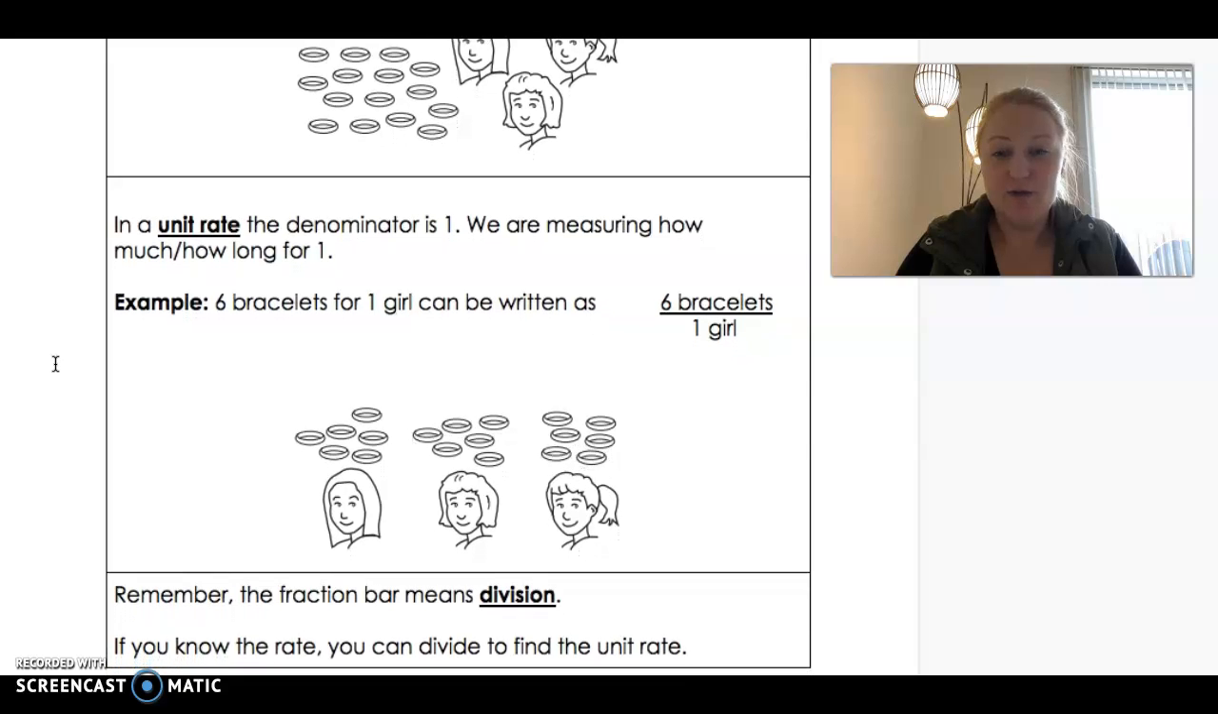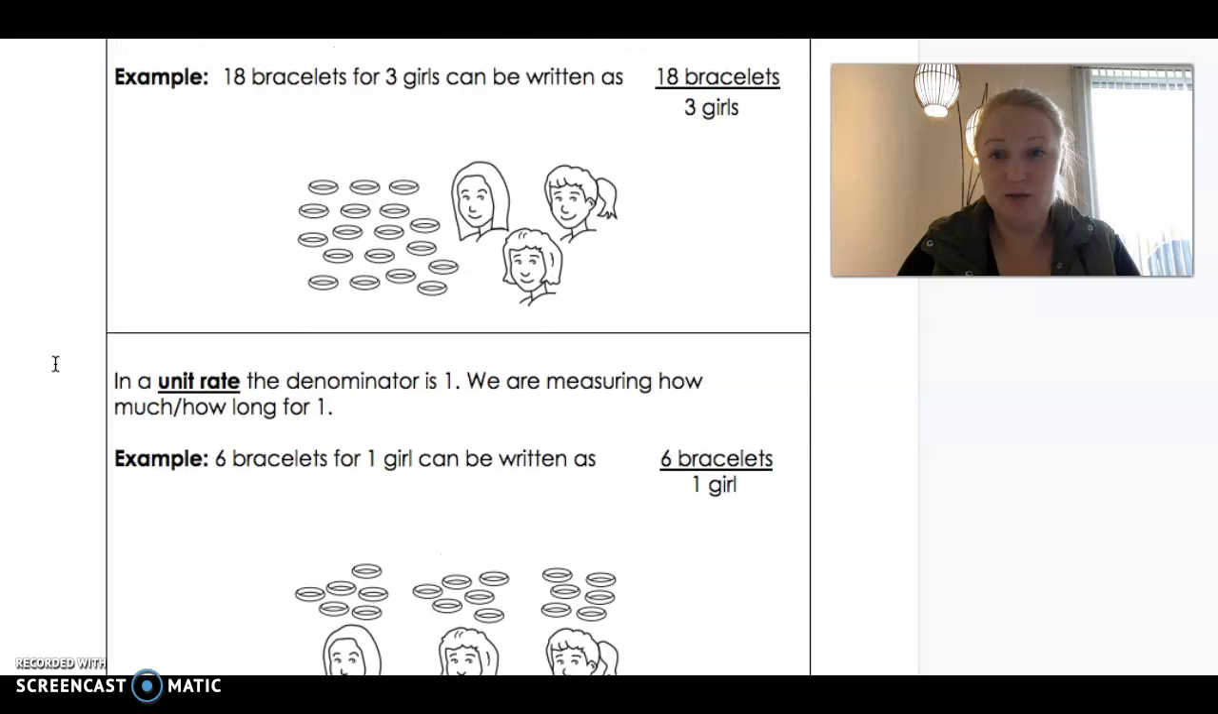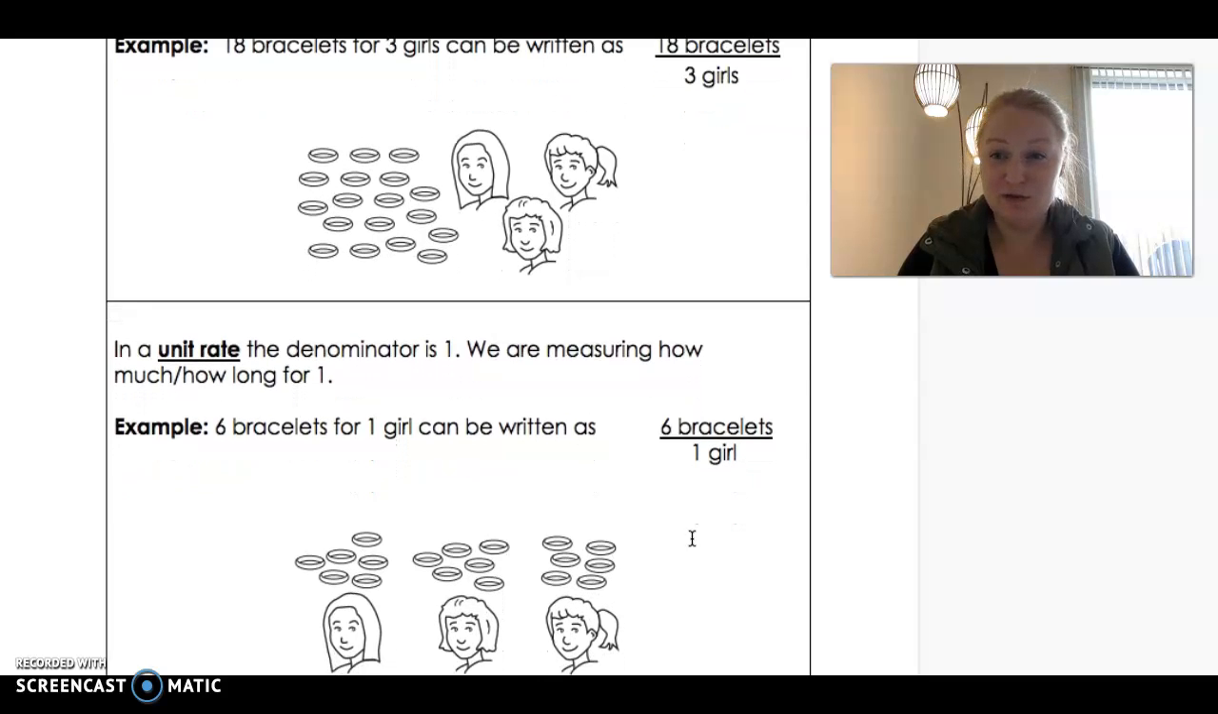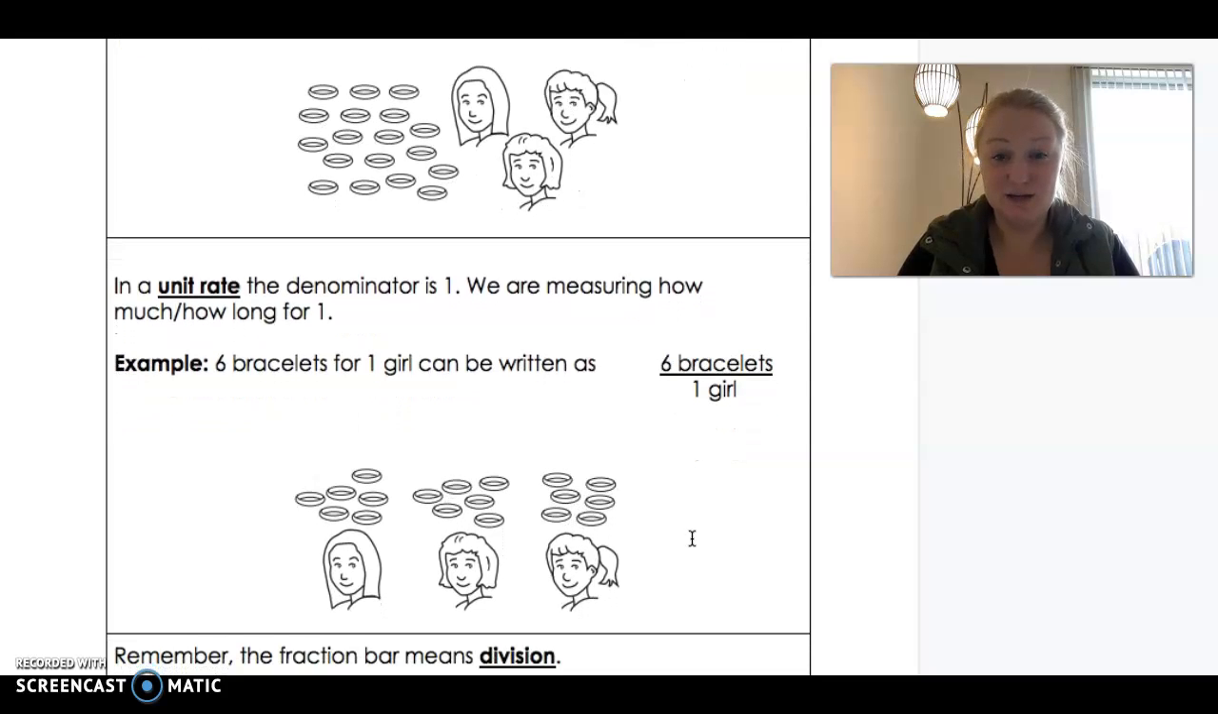Remember that fraction bar means division. So if we went to our original problem, 18 bracelets for 3 girls, and did 18 divided by 3, we would get 6 bracelets for every 1 girl. So you can find the unit rate using division. And I'll show you some other examples today of how you can find unit rate also by using cross multiplication.